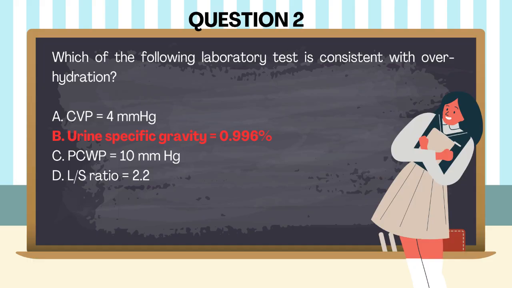To be considered as overhydration, CVP should be higher than the normal range of 1 to 7. But since A is within normal limits, it is not considered. As well as PCWP, it is also within normal range, and it should be higher to be considered as overhydration. For letter D, the L/S ratio is a test for fetal lung maturity. So, it is not the correct answer.